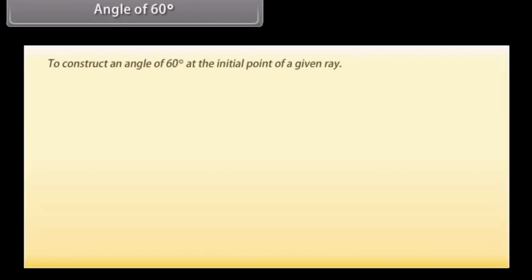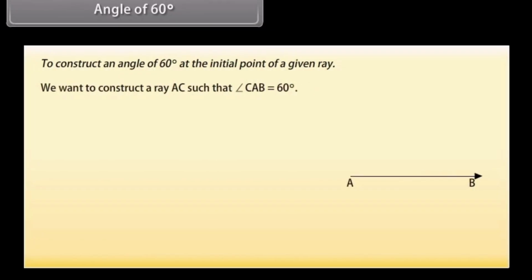Angle of 60 degree. We know how to construct 30 degree and 45 degree angles. Now we will learn to construct an angle of 60 degree at the initial point of a given ray. Let us take a ray AB with initial point A. We want to construct a ray AC such that angle CAB is equal to 60 degree.